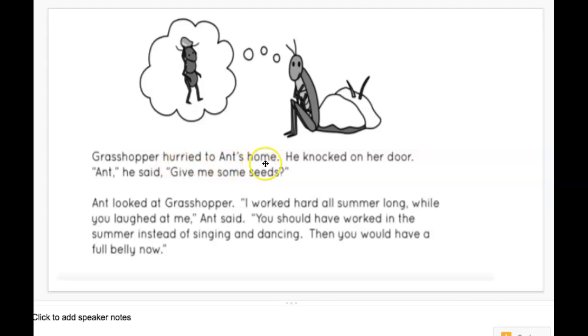Grasshopper hurried to Ant's home. He knocked on her door. "Ant," he said, "give me some seeds." Ant looked at Grasshopper. "I worked hard all summer long while you laughed at me," Ant said. "You should have worked in the summer instead of singing and dancing. Then you would have a full belly now."